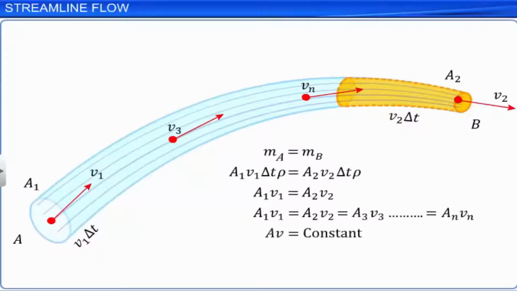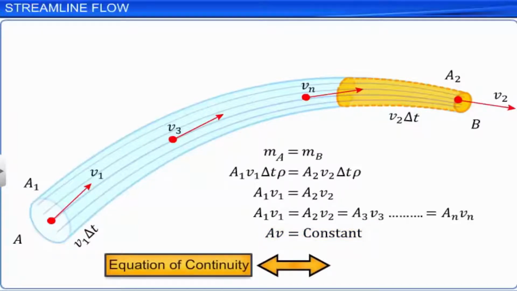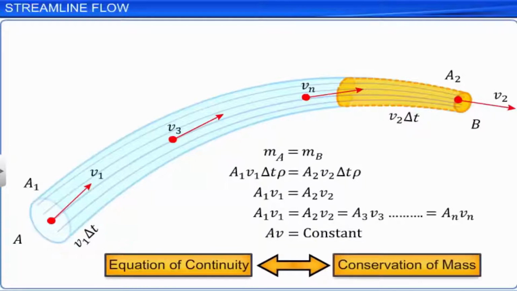The equation of continuity is valid as the product of area of cross-section and speed remain the same at all points of a tube of flow. The equation of continuity represents the conservation of mass in the case of moving fluids.